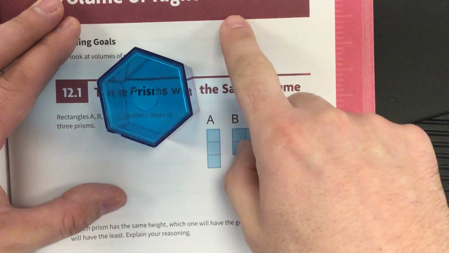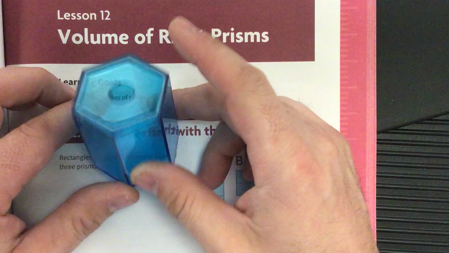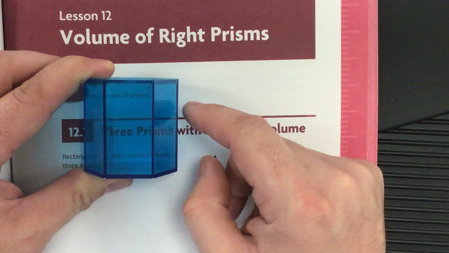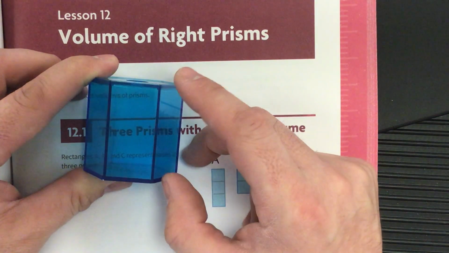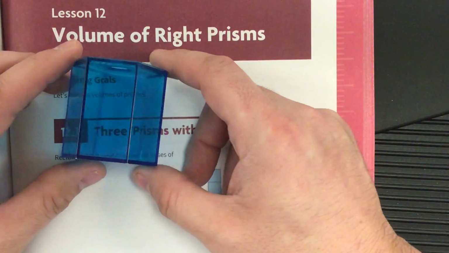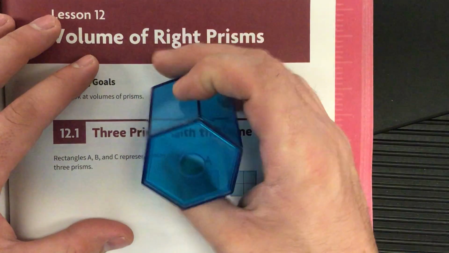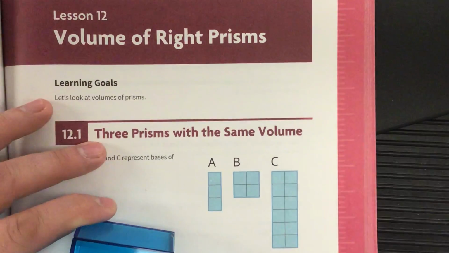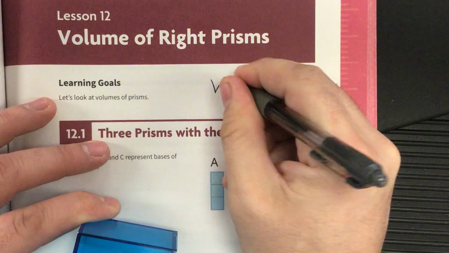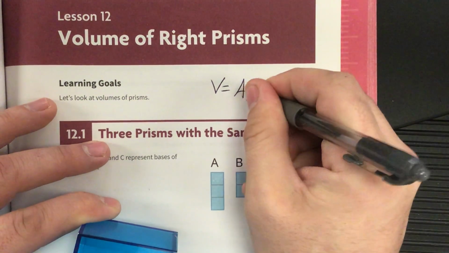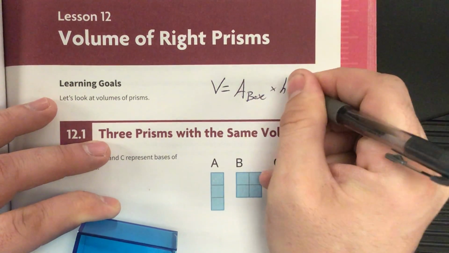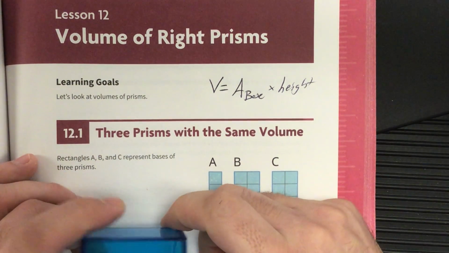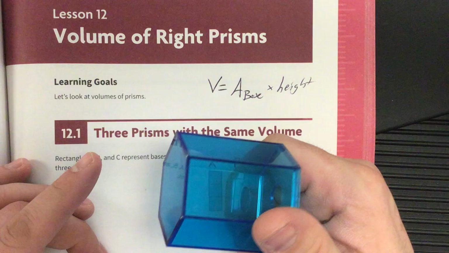So the ones we're going to talk about right now are going to be right prisms, which just means that there's a right angle. So picture this being the bottom, comes straight up, that's a right angle. Now, where some people get confused is what is the base of this object? Okay, because for volume, you can go ahead and write this formula down: the area of the base times the height. Okay, so we're going to have to figure out what the base is.